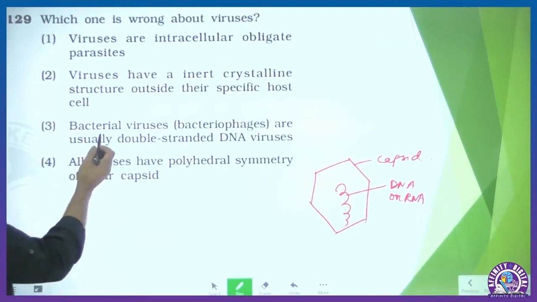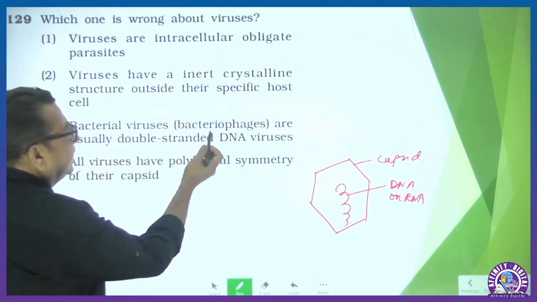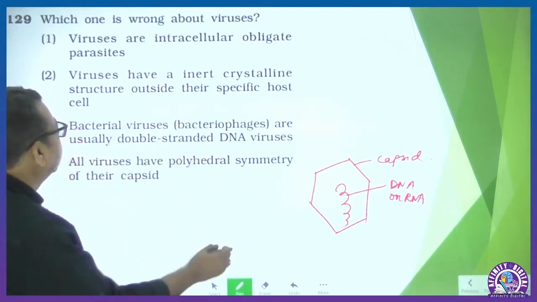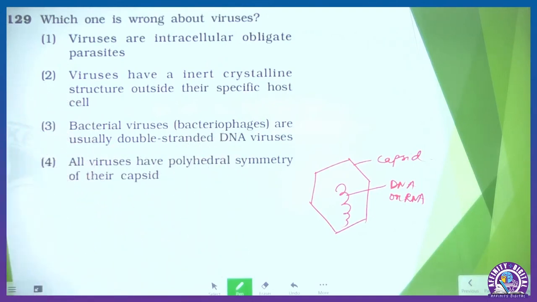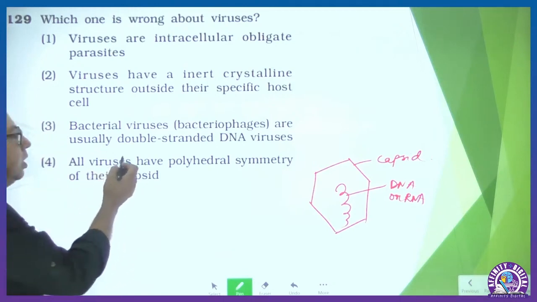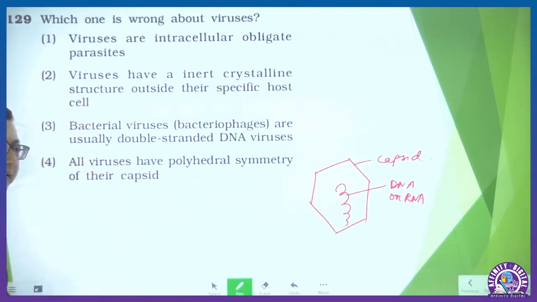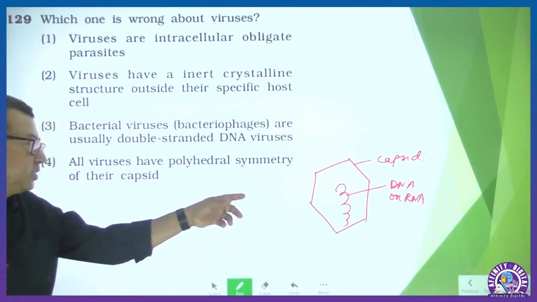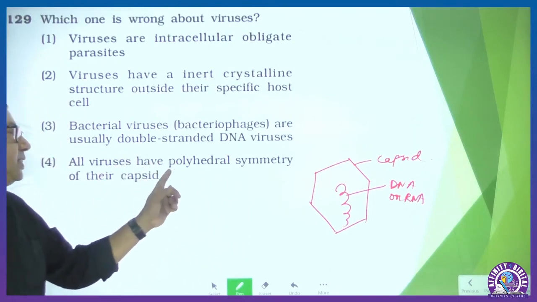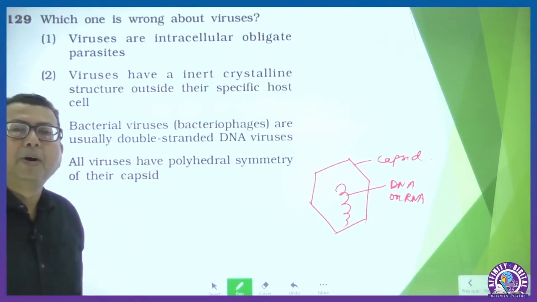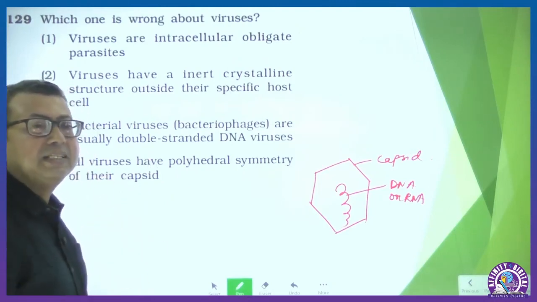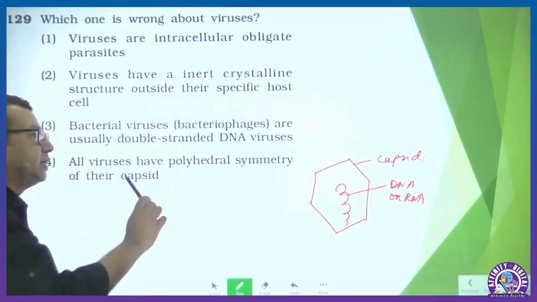Next, bacterial viruses are also called bacteriophages, and are usually double-stranded DNA viruses. This statement is also correct, because most bacteriophages have double-stranded DNA as genetic material. Now look at option number 4: all viruses have polyhedral symmetry of their capsid. No, as I told you a few minutes ago, some viruses also have helical symmetry, like the capsid of the Tobacco mosaic virus. Many other viruses have polyhedral symmetry.